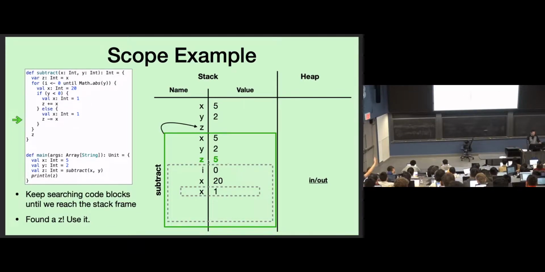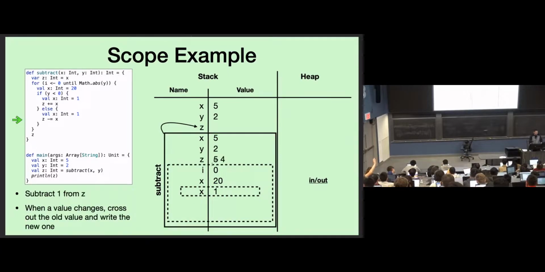We did find our variable, though. We got our Z of 5. We're going to compute 5 minus 1, and we're going to have our first variable update.